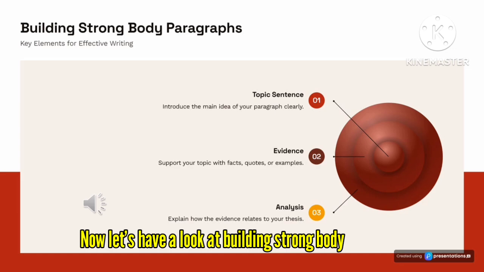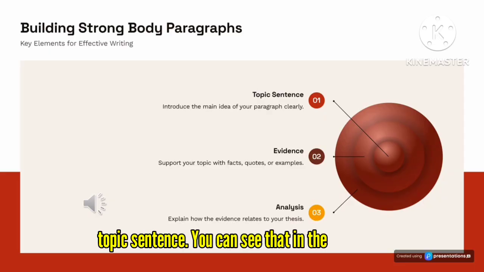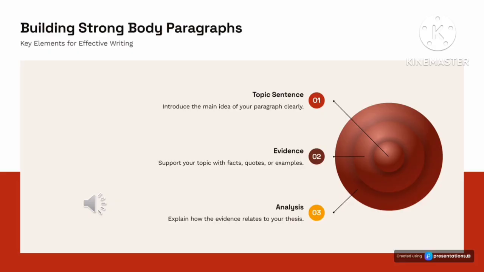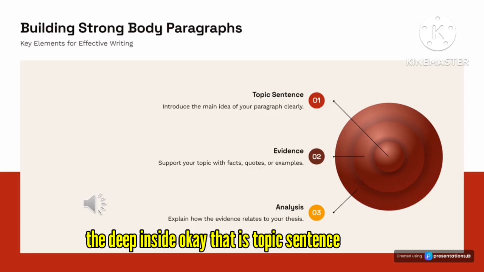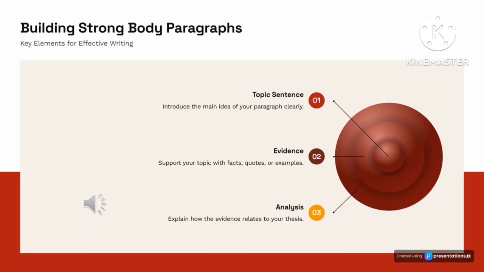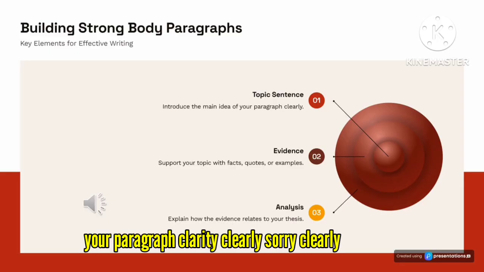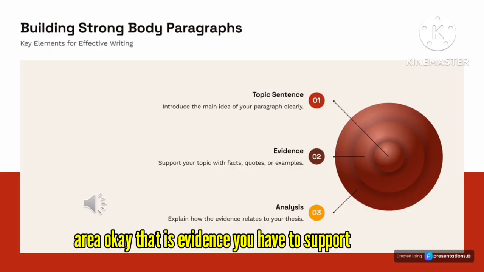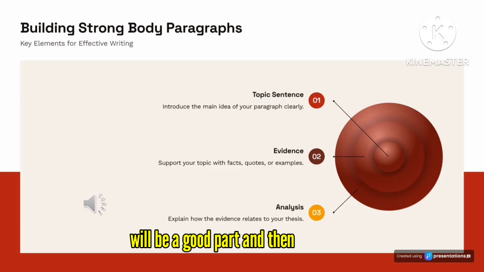Now let's have a look at building strong body paragraphs. Number one, topic sentence. You can see in the diagram here the core area, number one, just like a core area that is deep inside. That is the topic sentence, that introduces the main idea of your paragraph clearly. And the second, you can see in the middle area, that is evidence. You have to support your topic with facts, quotes, or examples. That will be a good part.